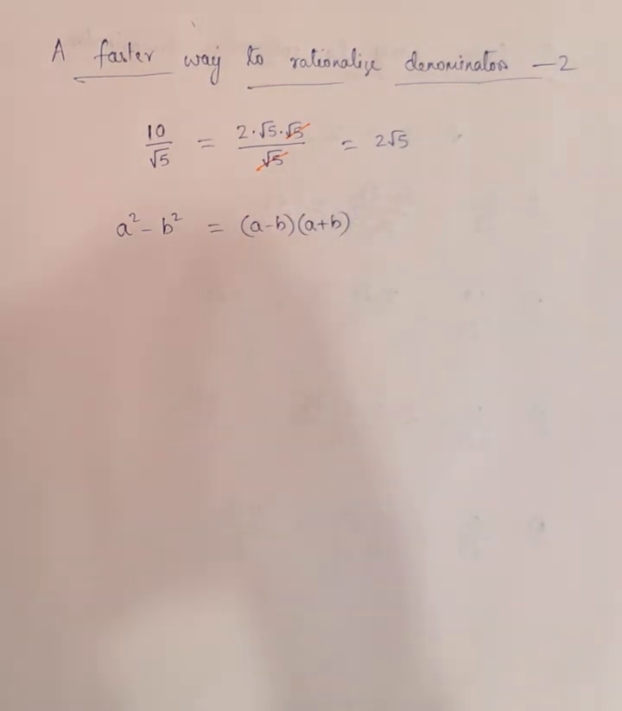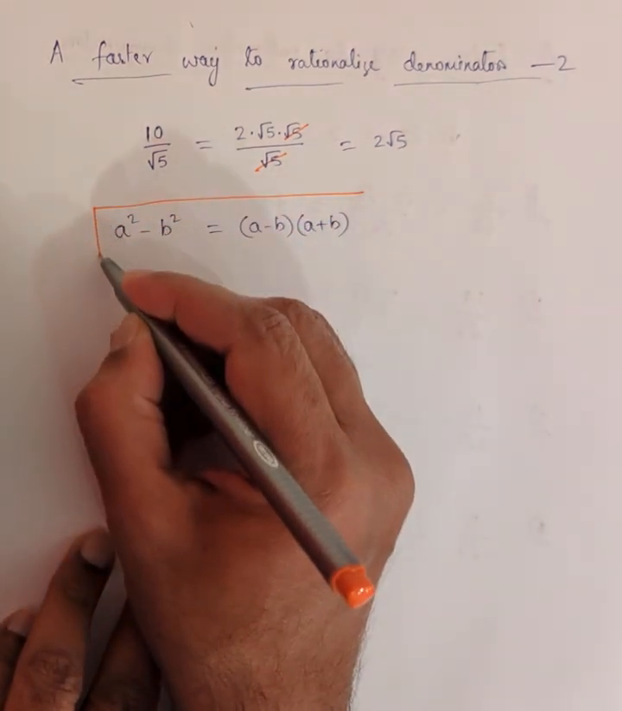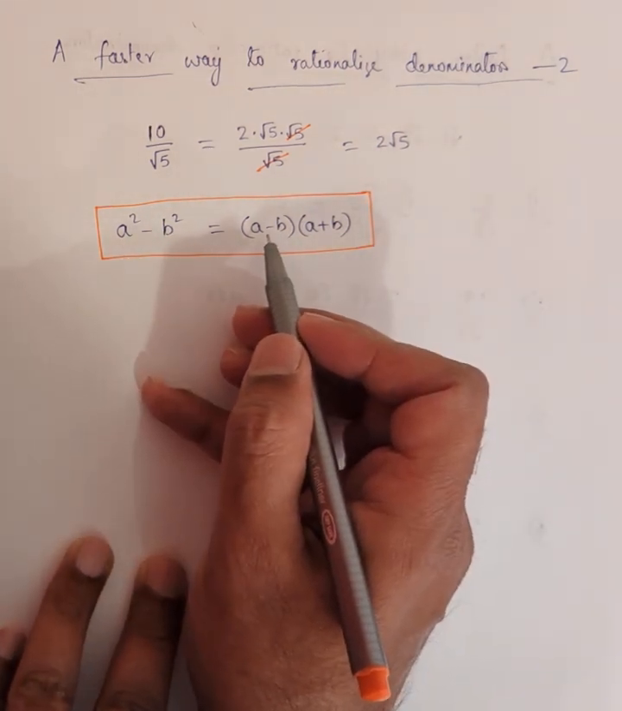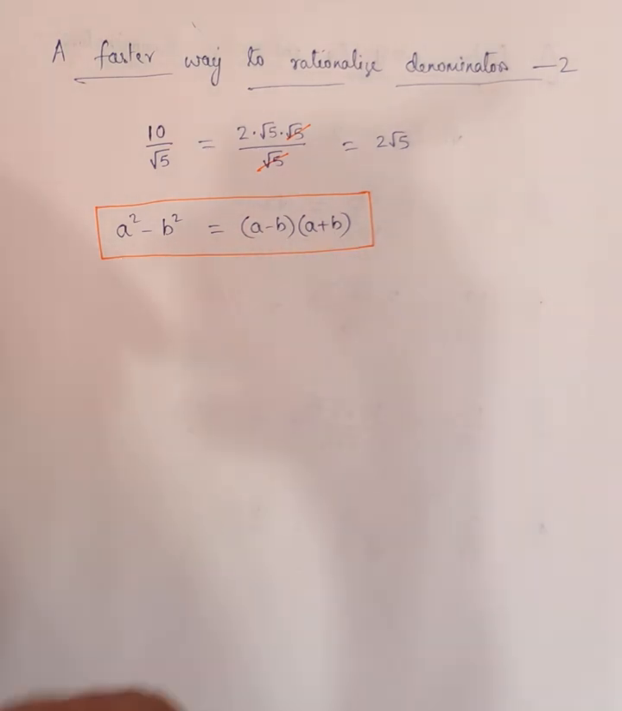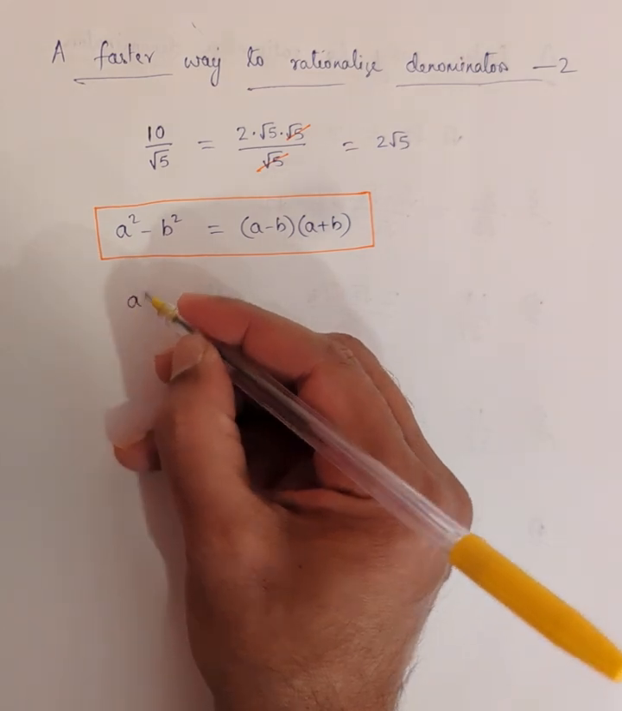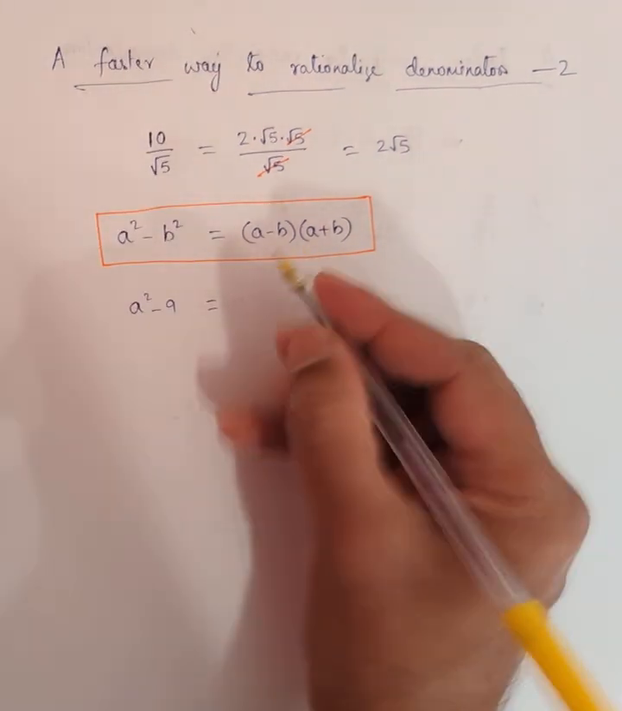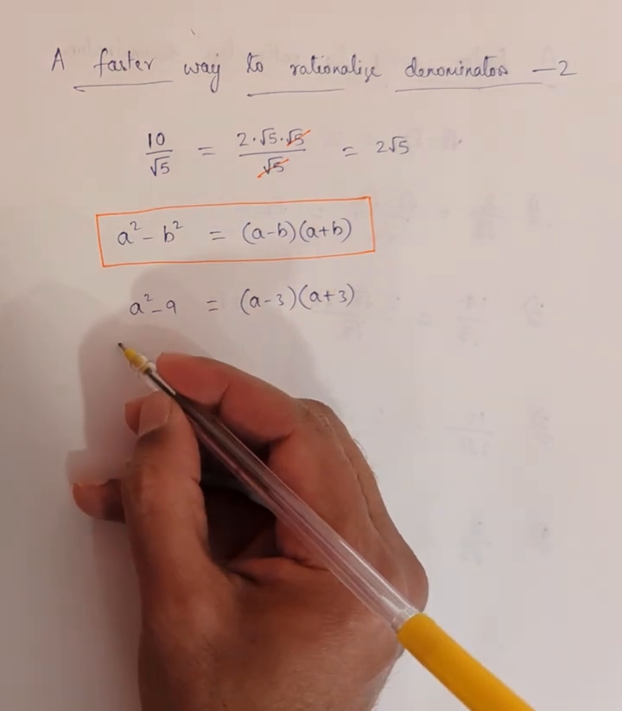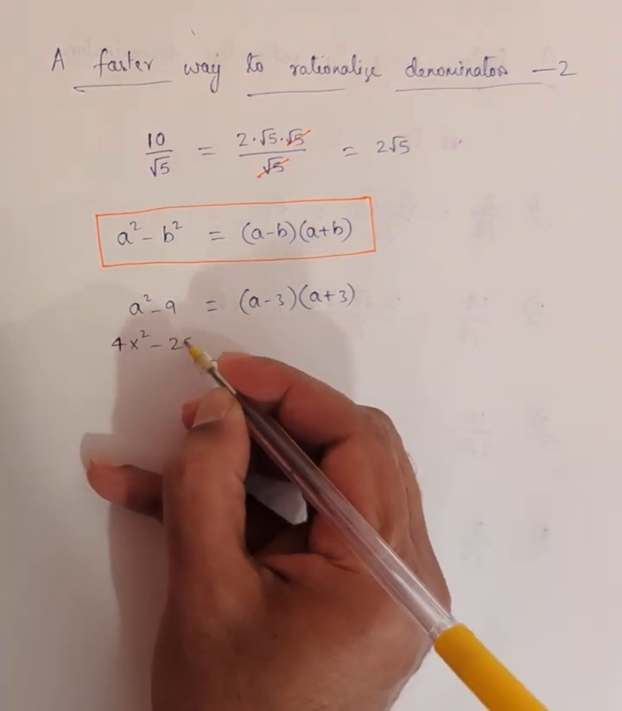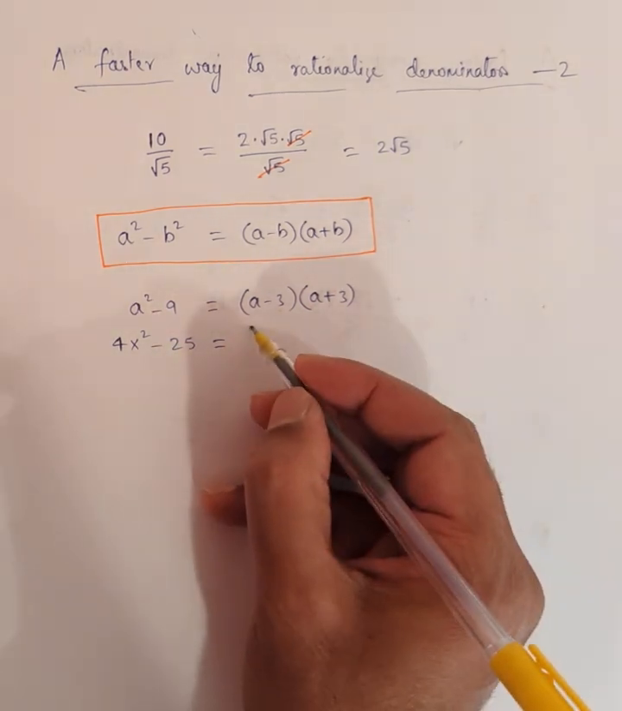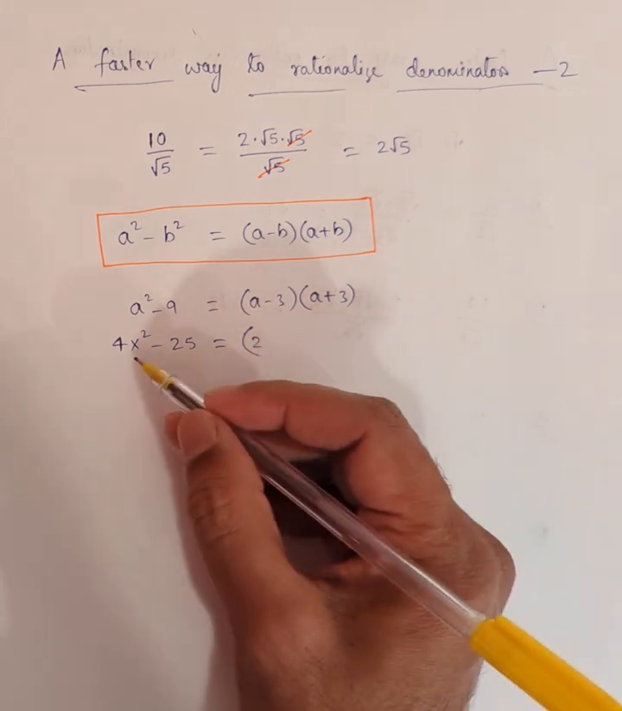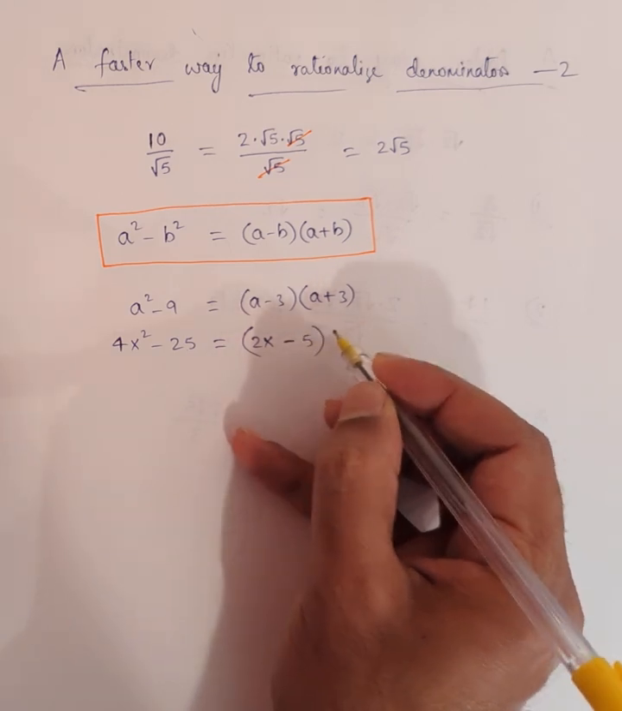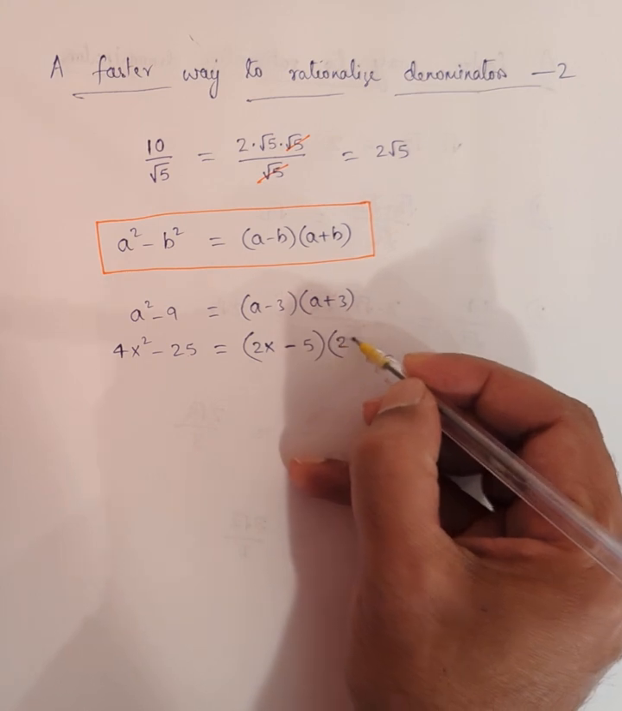Now this formula forms the basis of this video. What it says is if you have a difference of squares, you can always factor it into a minus b and a plus b. So if you see something like a square minus 9, you quickly realize that this is a minus 3 times a plus 3. Now, if you have something like 4x square minus 25, then you know 4x square is the square of 2x, and 25 is the square of 5. So your factors are going to be 2x minus 5 and 2x plus 5.